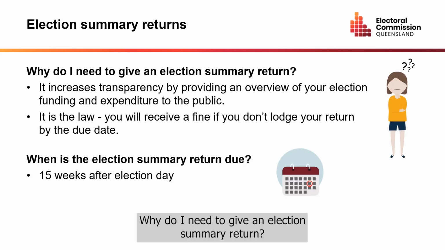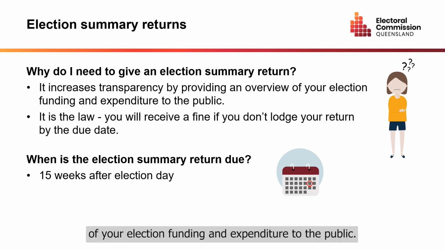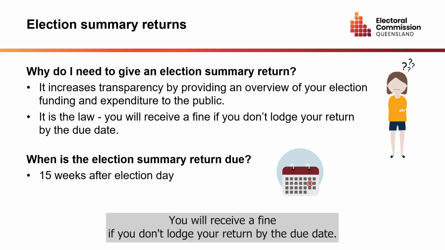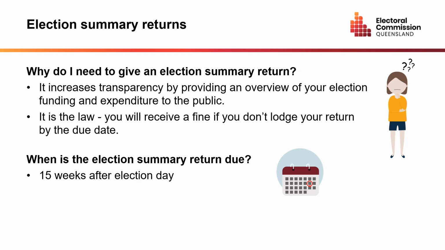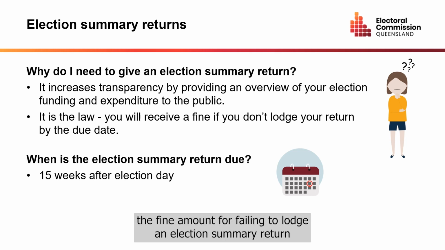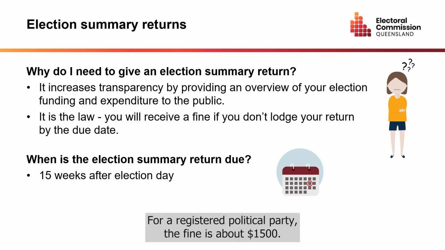Why do I need to give an election summary return? It increases transparency by providing an overview of your election funding and expenditure to the public. It is also the law. You will receive a fine if you don't lodge your return by the due date. For a candidate, associated entity, or third party, the fine amount for failing to lodge an election summary return is about $300 as of the 1st of July 2023. For a registered political party, the fine is about $1,500.